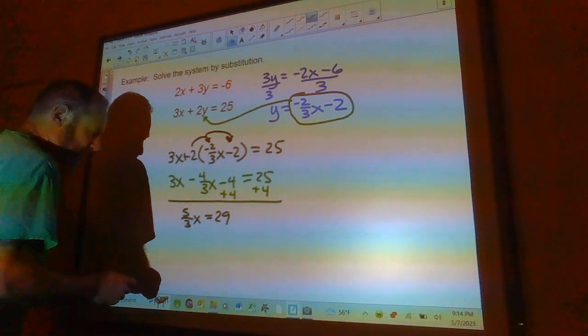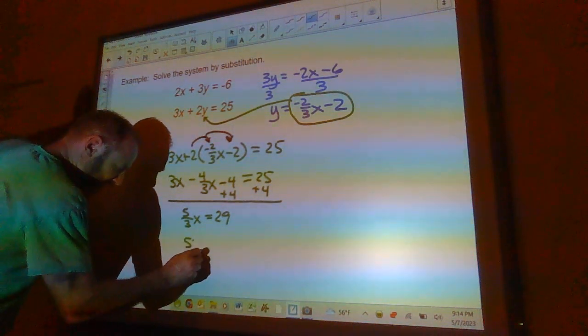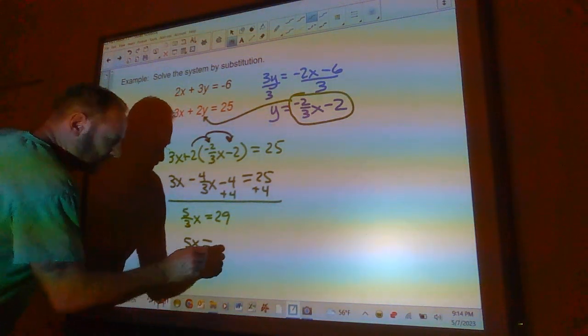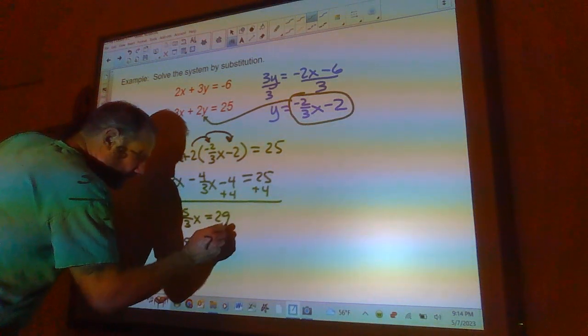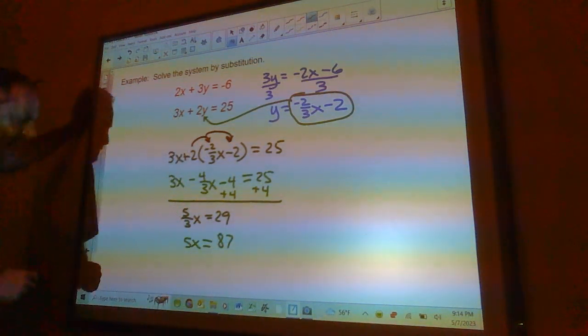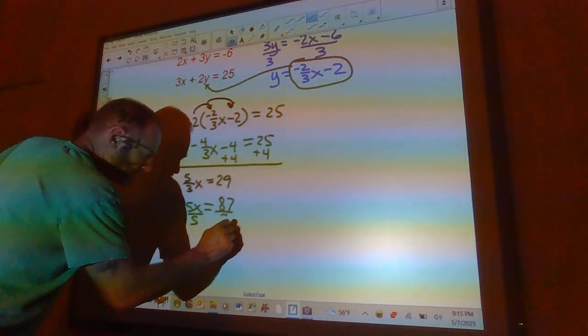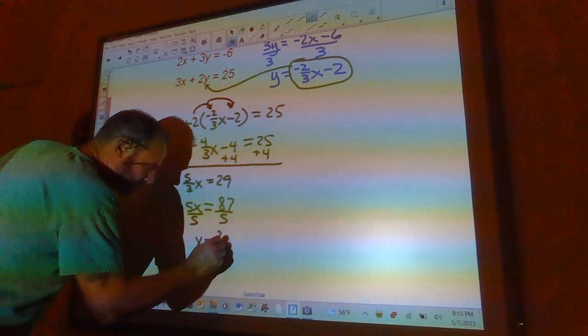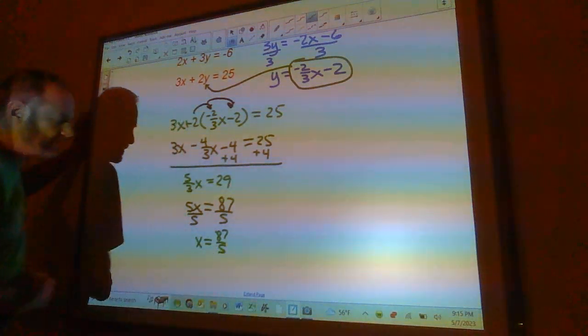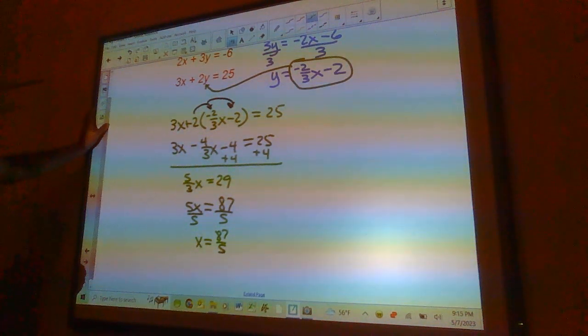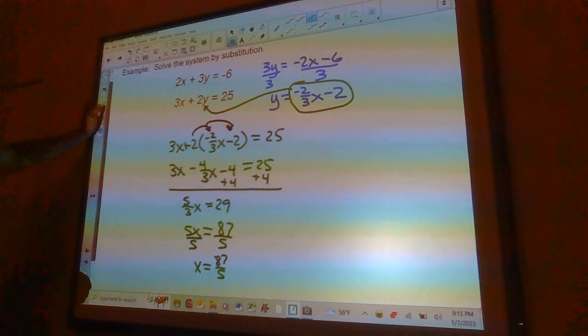And then I'm going to multiply both sides by 3, so 5x is going to be 87. And then I'm going to divide by 5. And I'm going to get this nice, ugly answer here, 87/5.